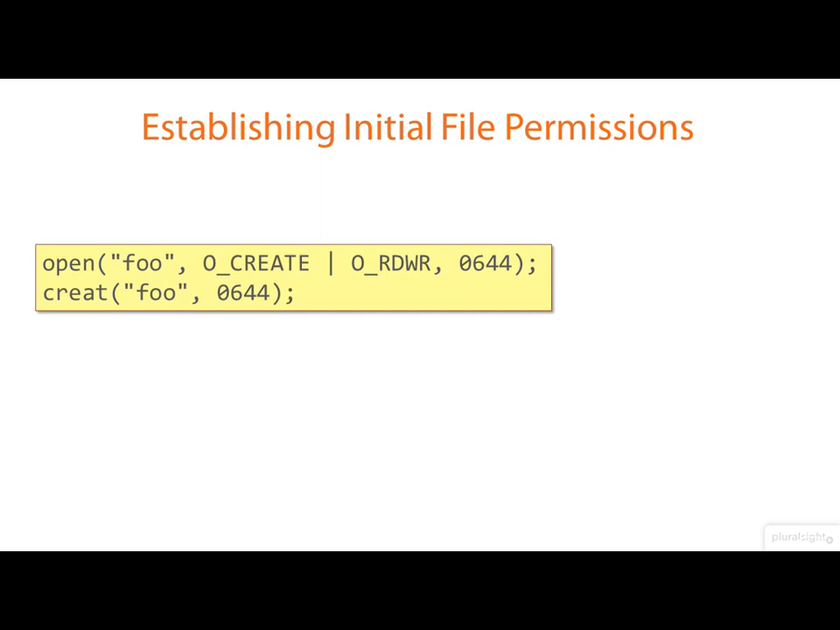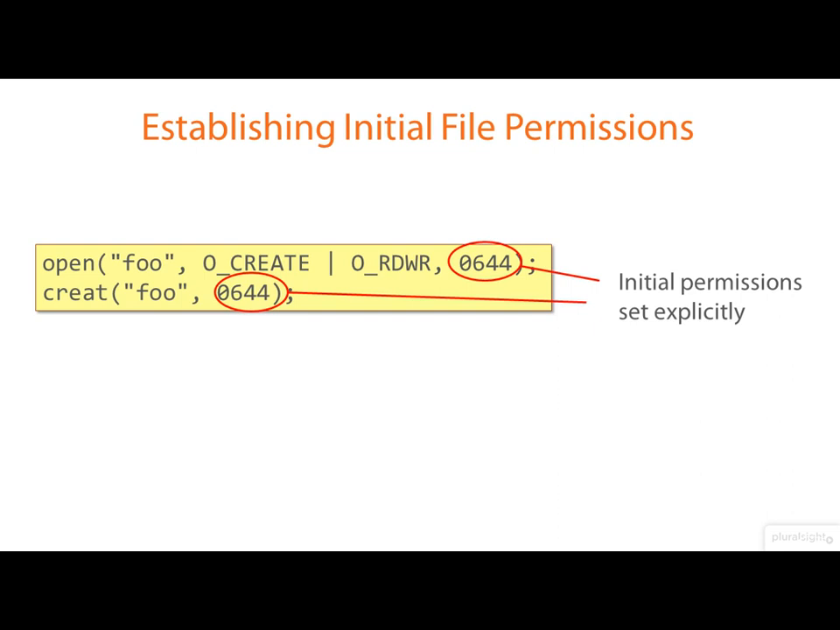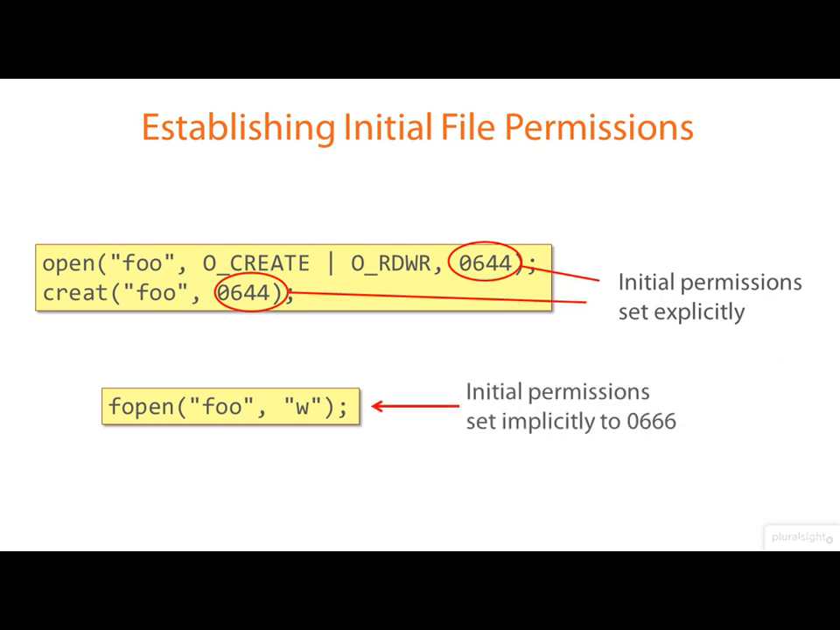Now, when a file is created, either with the open system call or possibly with create, the initial mode, the initial permissions, are set explicitly. Here I've specified them as an octal constant. By the way, there are some symbolic constants that make this a little easier to work with. I'll show you those shortly. The standard I/O library routine, fopen, gives you less choice. The initial permissions are implicitly set to 666.